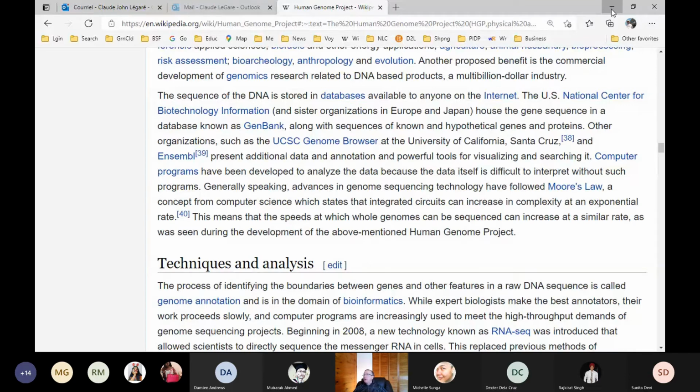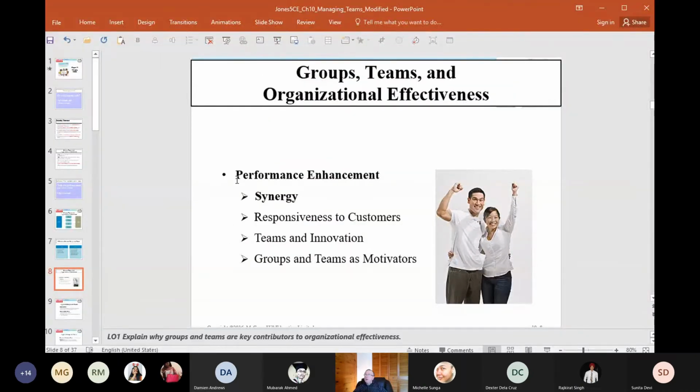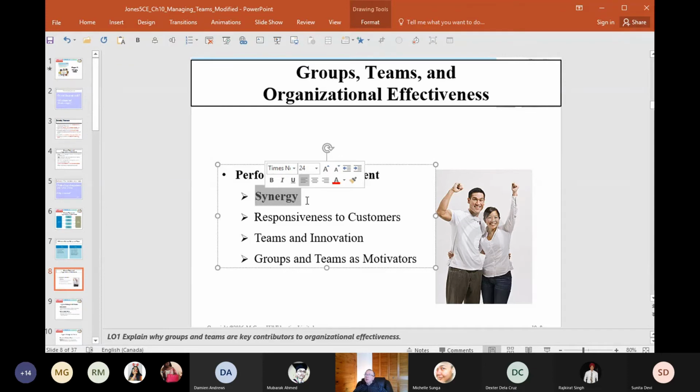I would go back and share again our PowerPoint. Here we go. Okay, good. So yeah, that group that was able to decode the human genome actually used synergy, you know, actually the combination of all these expertise together to accomplish that daunting task.